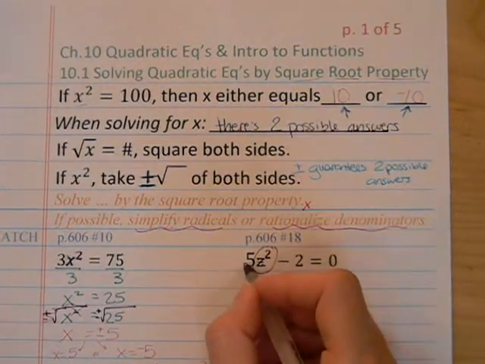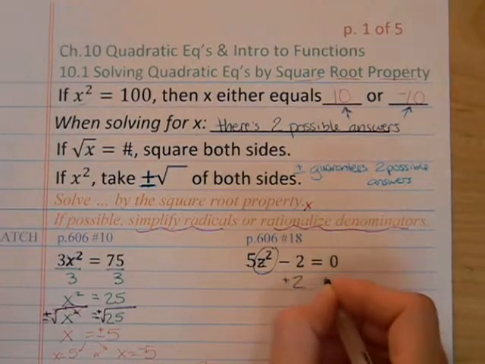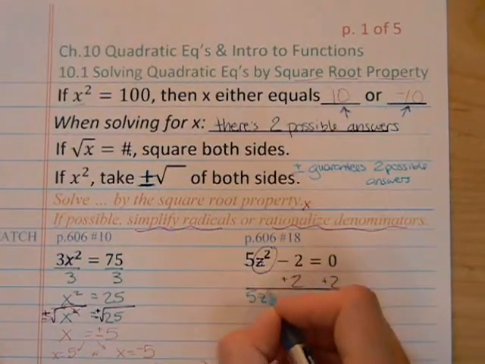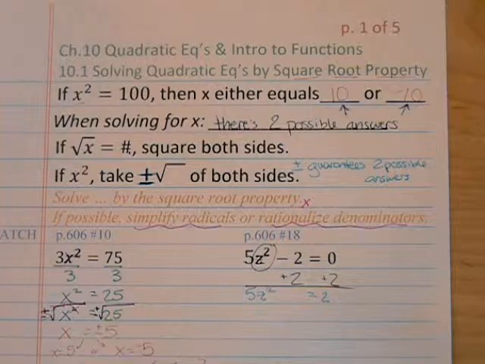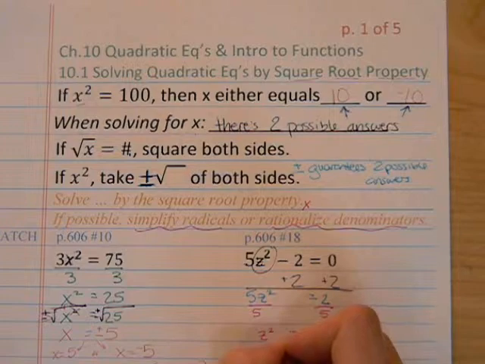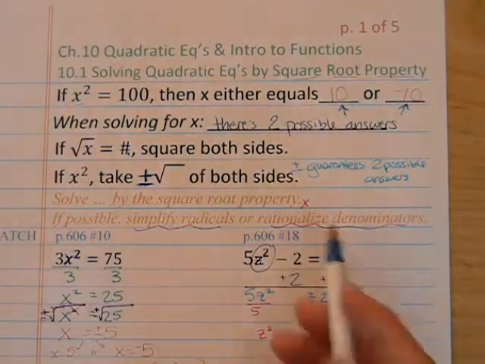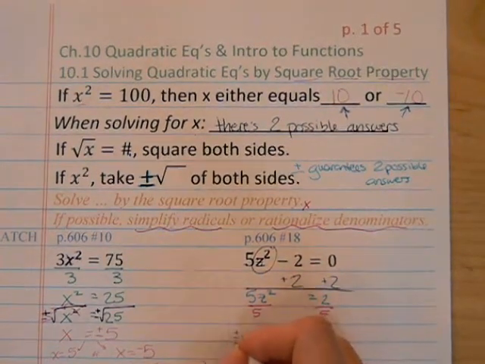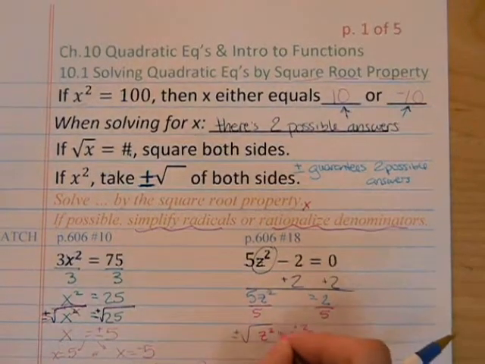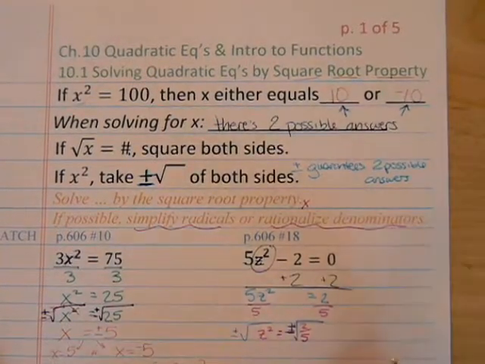So we're going to undo what's happening to the z squared. Just as if it were plain old 5z minus 2, we're going to add 2 to both sides, which gets us 5z squared equal to 2. We're going to divide both sides by 5, which gets us z squared is equal to 2/5. We are going to take the plus or minus square root of both sides. I really should have left myself more room. Let's see if I can do that here. Plus or minus square root of both sides.